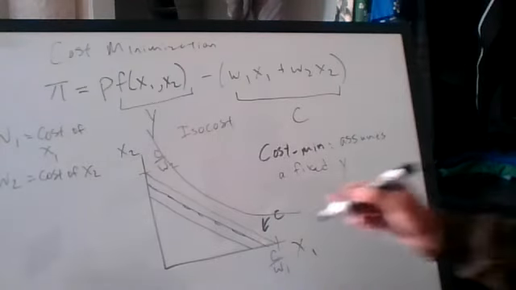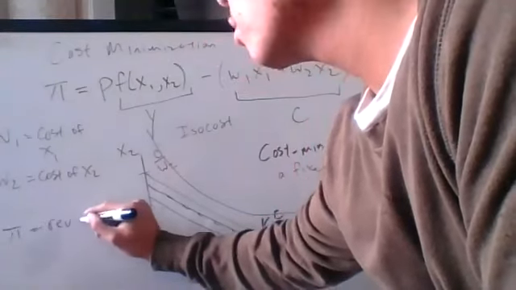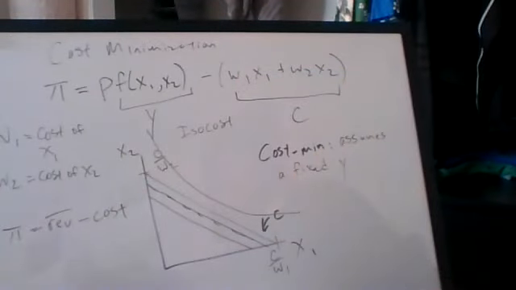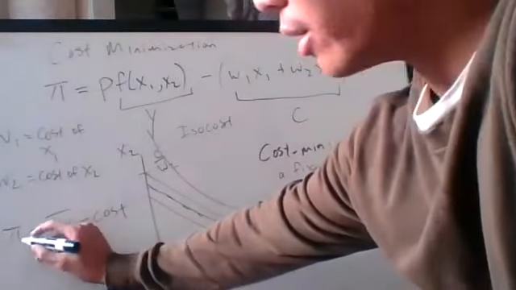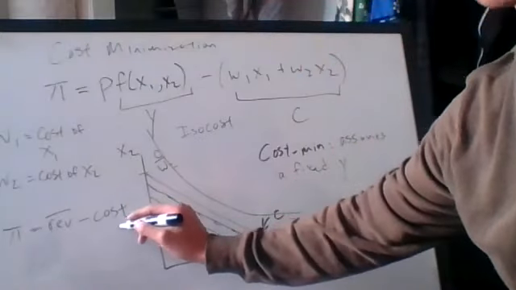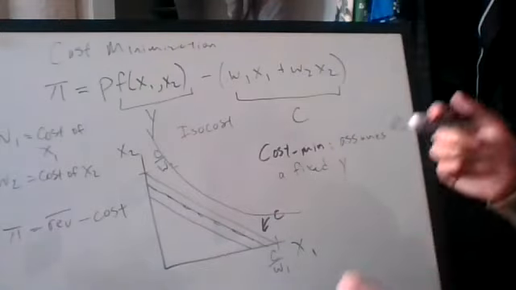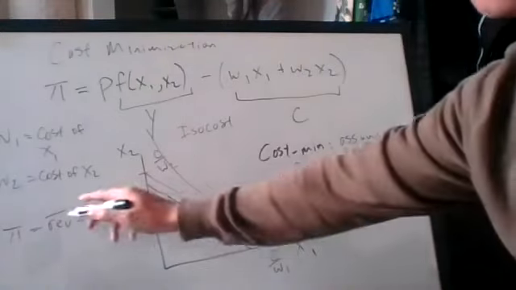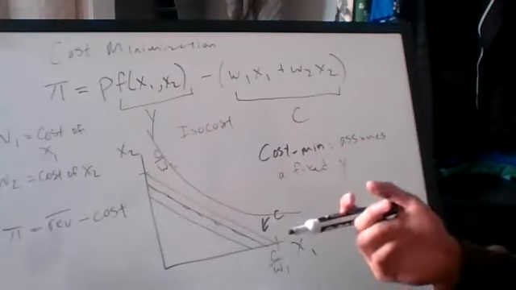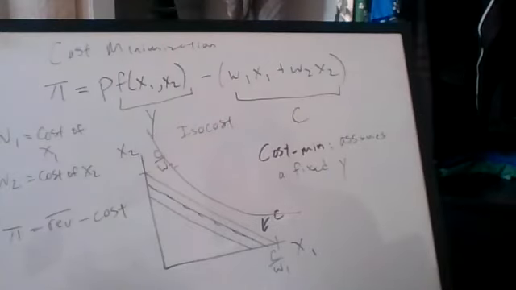If you think about it, profit equals revenue minus cost. If revenue is fixed at some level, the only way to make profit as great as possible is to make cost as low as possible. So in this case of cost minimization, they go hand in hand when we have a fixed level of production. You'll see that we don't always have a fixed level of production, but for now, we're going to assume that we do.